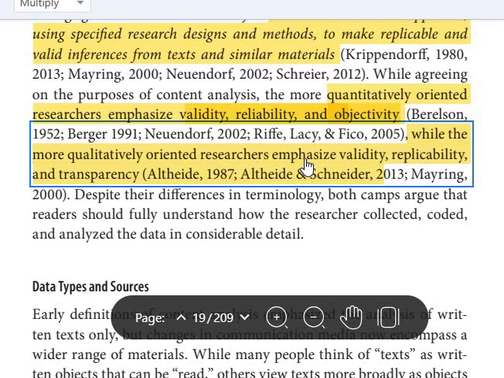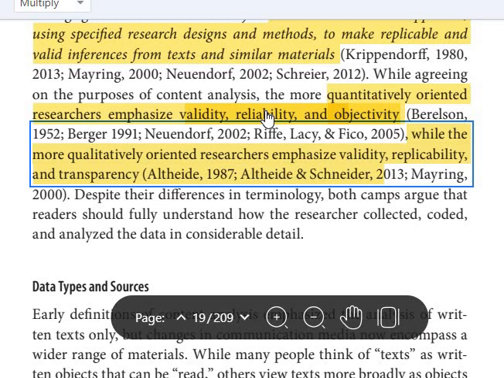Okay, so here we don't have reliability in qualitative content analysis. We have the word replicability. Replicable means that it is able to be applied in other researches. Here in reliability, this word is so important.